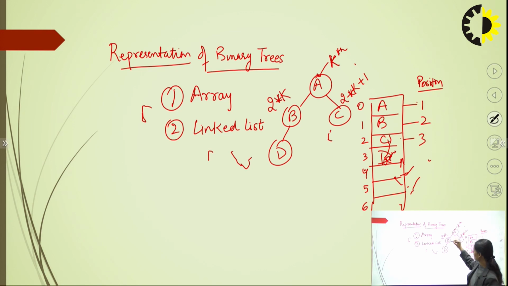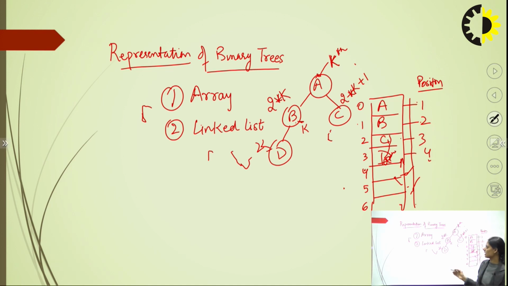Over here also we can see that if B is at the kth position, then D would be at the 2k position. The position of B is 2 over here, so the position of D is 2 into 2, that is 4. So D will be stored at position number 4, and accordingly the data is stored according to the position numbers.